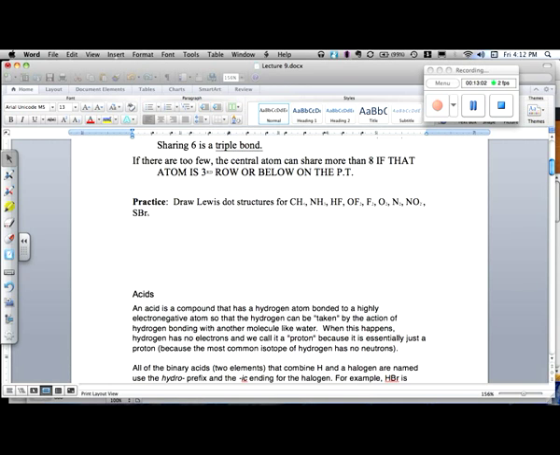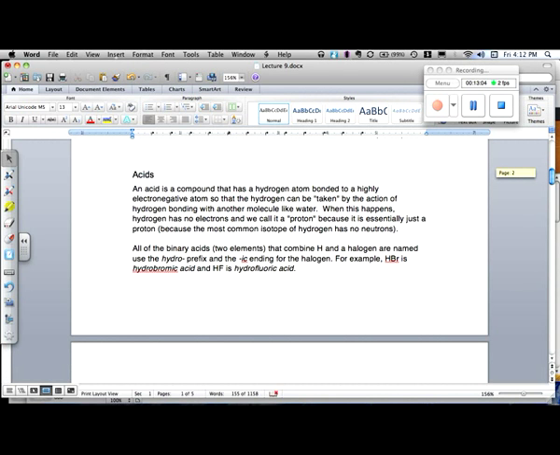All right? So, what is an acid? It is a compound that has a hydrogen atom bonded to a highly electronegative atom. So it becomes a very polar bond. Hydrogen being kind of left out in the cold with a positive charge. Hydrogen can then be taken away by a molecule such as water, losing H pluses, which we call protons.